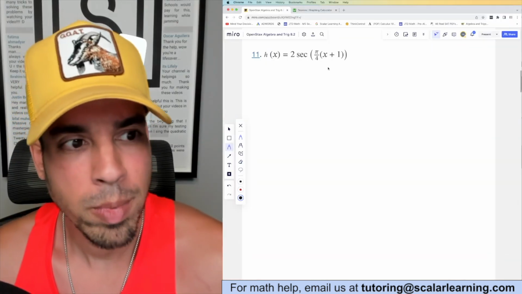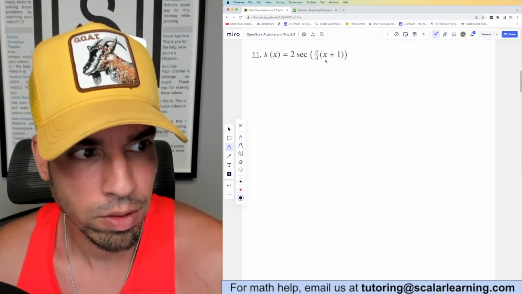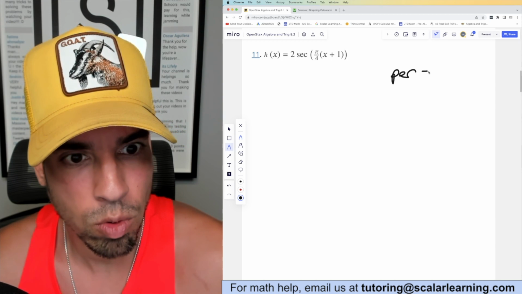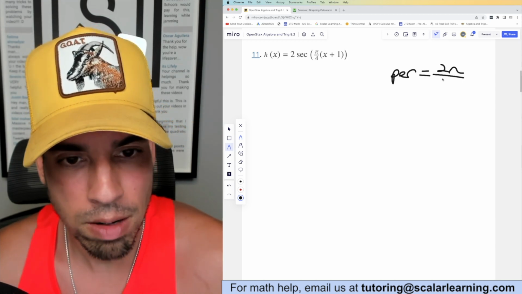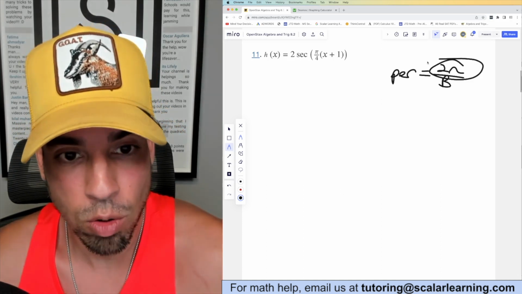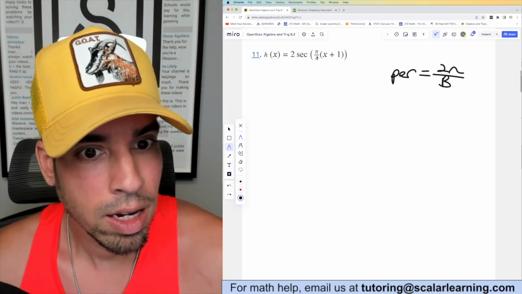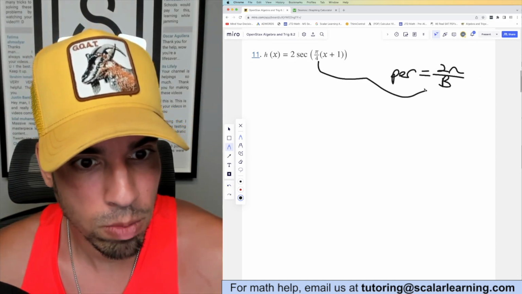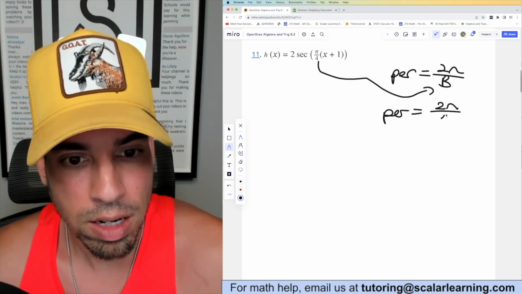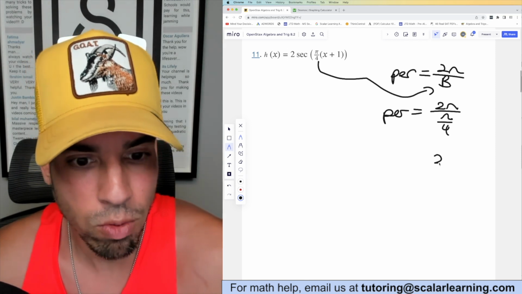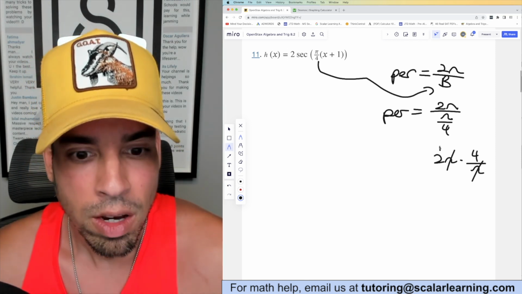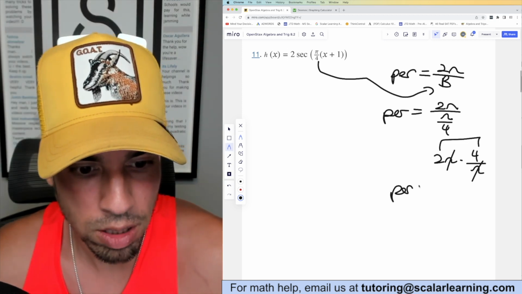Done. So here we're meant to find the period and the horizontal shift. To find the period, I always say period equals 2 pi divided by b. Now this is for secant, cosine, sine, and cosecant that start with the period of 2 pi, okay? And here my b value is this term, it's pi over 4. So period equals 2 pi divided by pi over 4. Dividing by pi over 4 is the same as multiplying by 4 over pi, cancel, cancel. And the period is 2 times 4, so the period is 8.